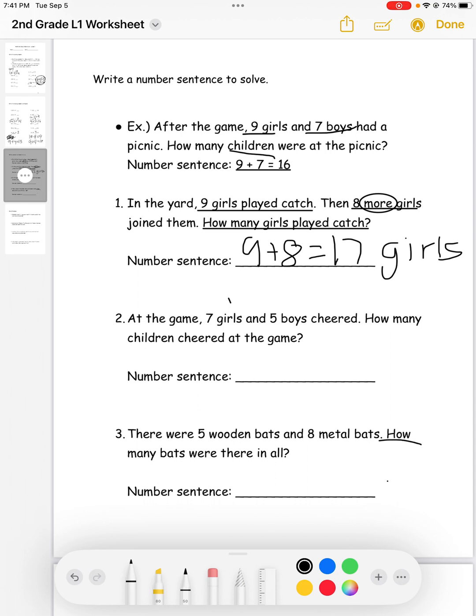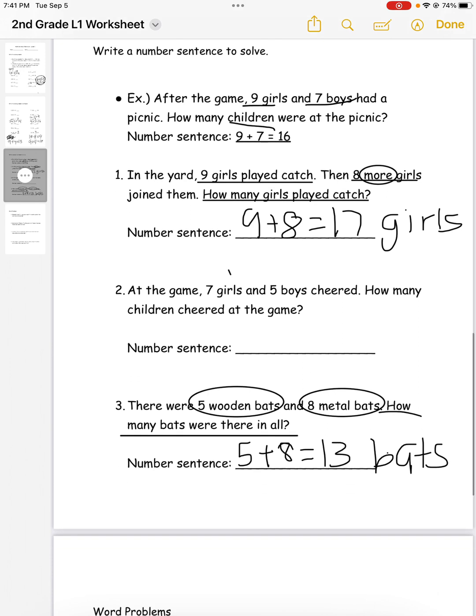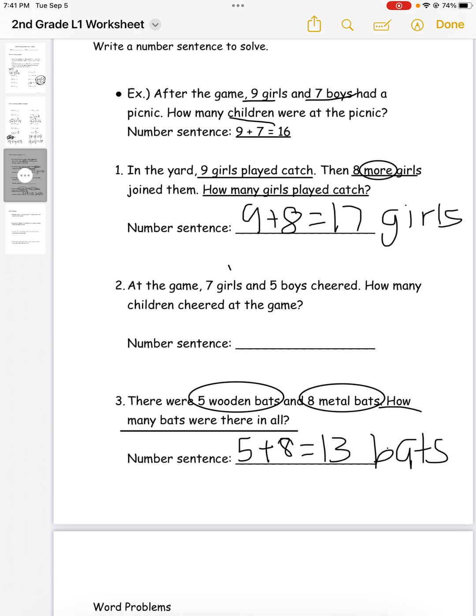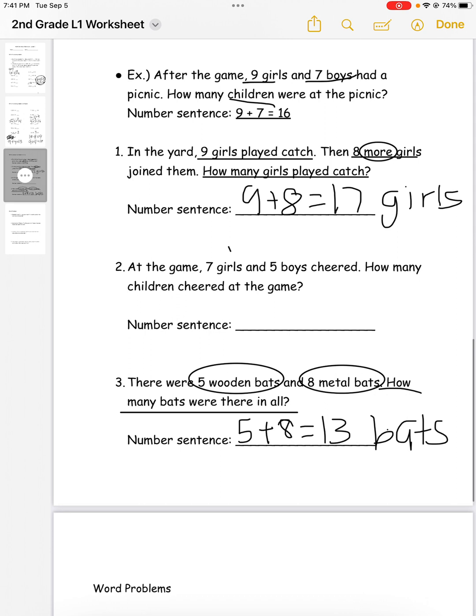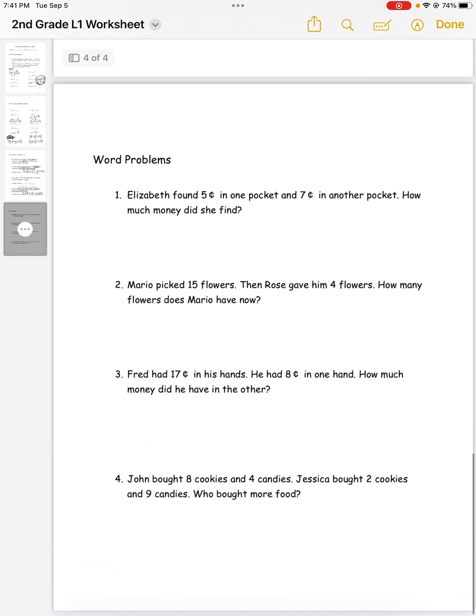So they want to know how many bats were there in all. So we first have 5 wooden bats, and then we have another 8 metal bats. So let's do 5 plus 8, so that equals 13. So there were 13 bats in total. And we know this because there was first 5 and then another 8. One of them were wooden bats and one of them were metal bats. And they were just asking how many bats were there in all.